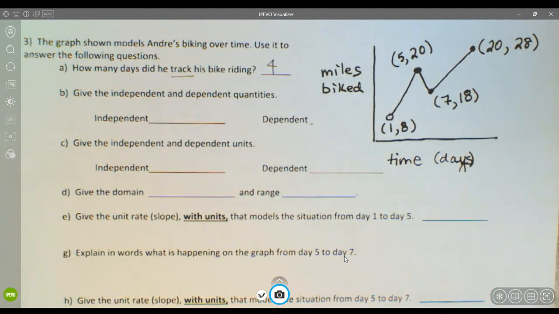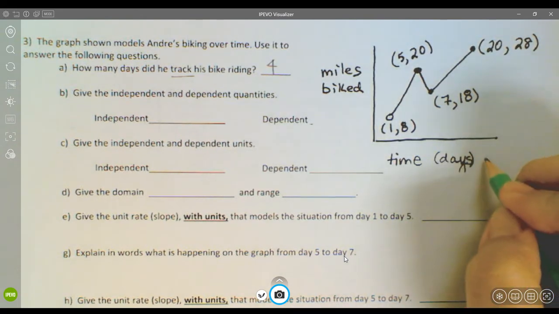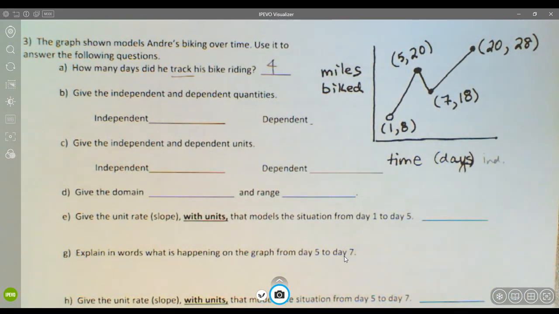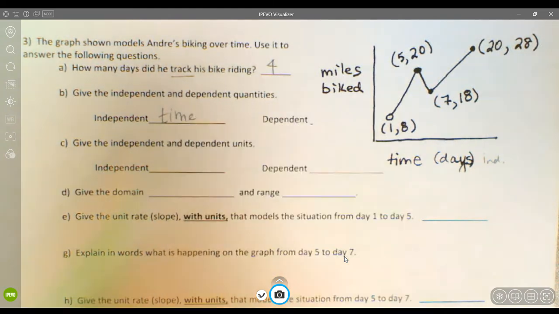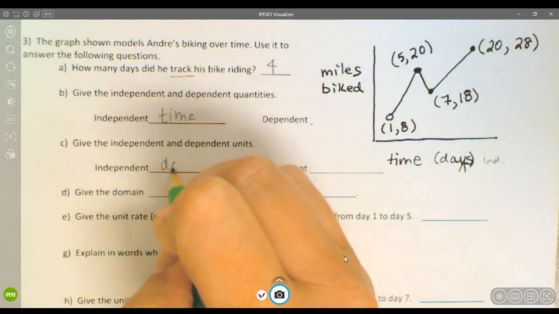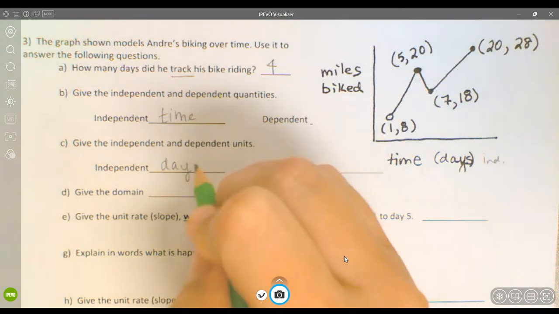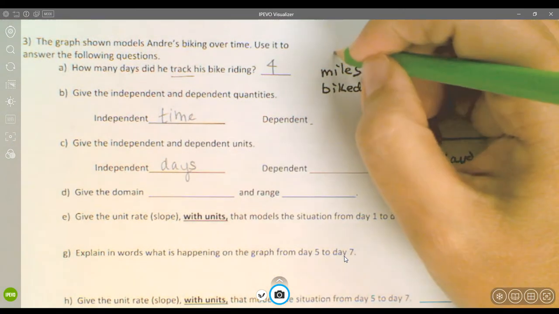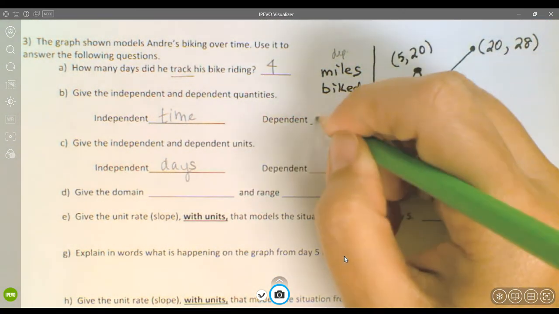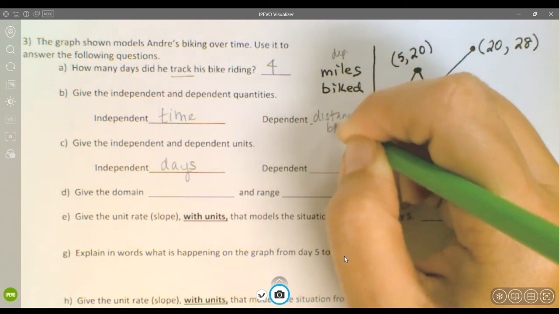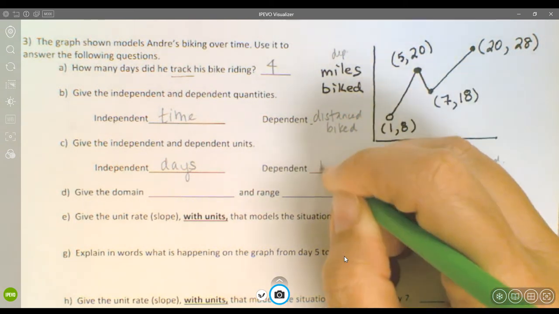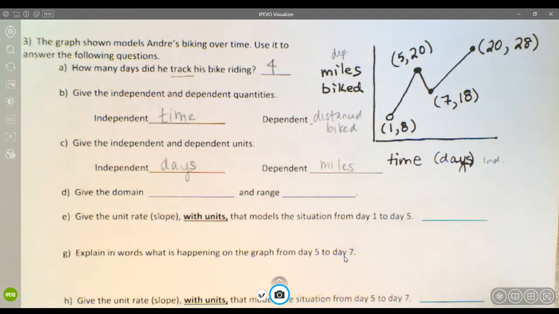Give the independent and dependent. Once again, remember, independent is always along your horizontal axis. So the quantity is time. We measure it in days. My dependent is always here. This is my distance biked, and it is measured in miles.